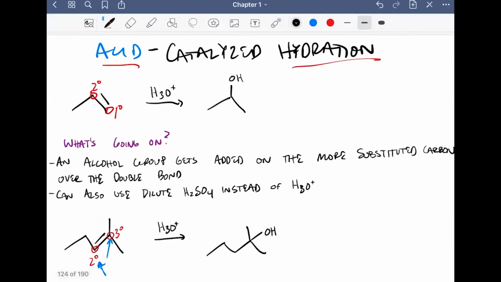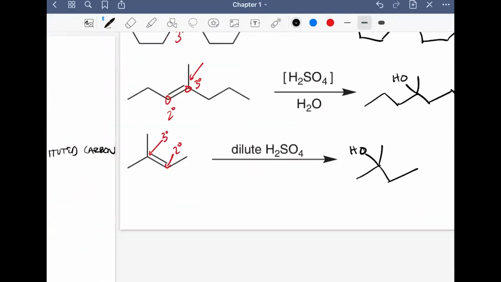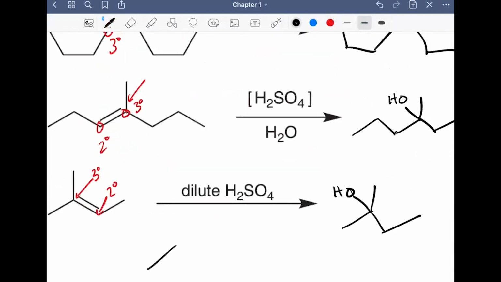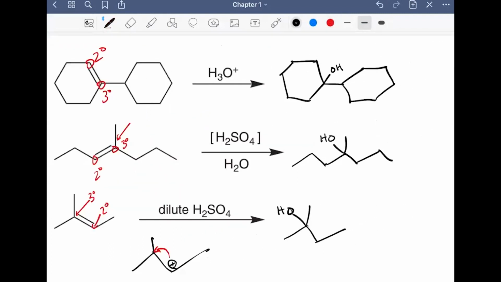One thing that I didn't write here is that this is subject to rearrangement. So if you see, I didn't really have any questions like that, but if you see a carbocation that forms right here, that H3O plus can rearrange, and you can rearrange your carbocation to go on a more substituted carbon. So that is possible with this, and you'll see in a minute that we do have a reagent that is not possible for rearrangement.